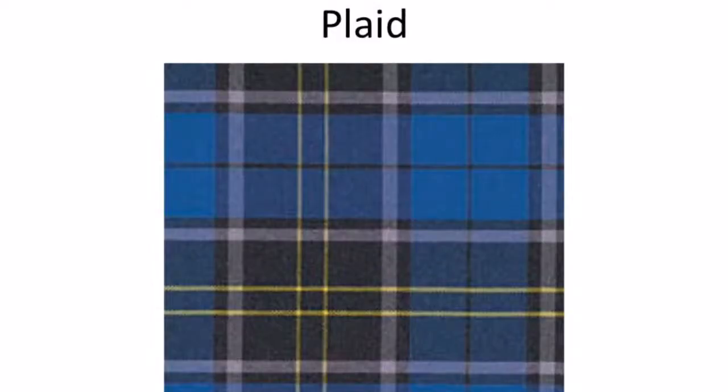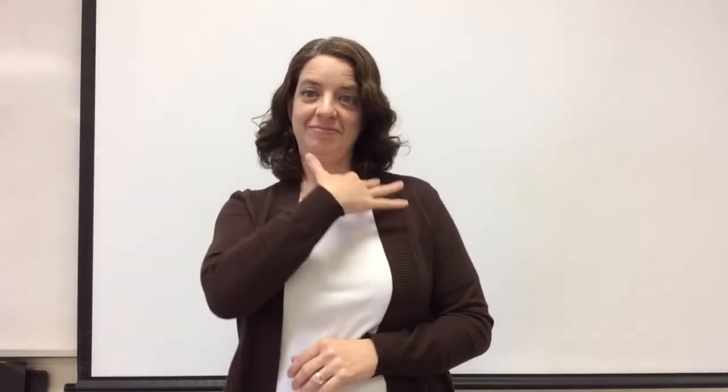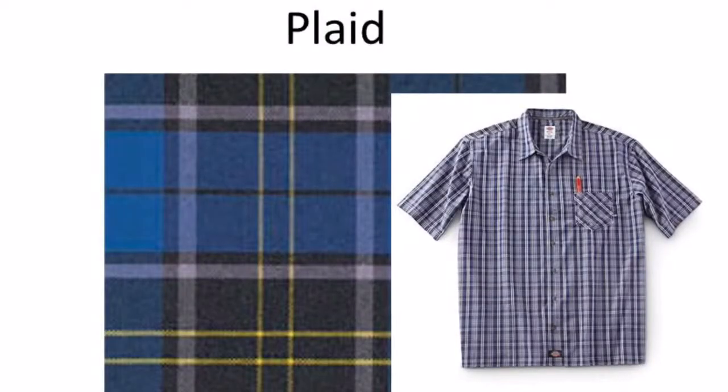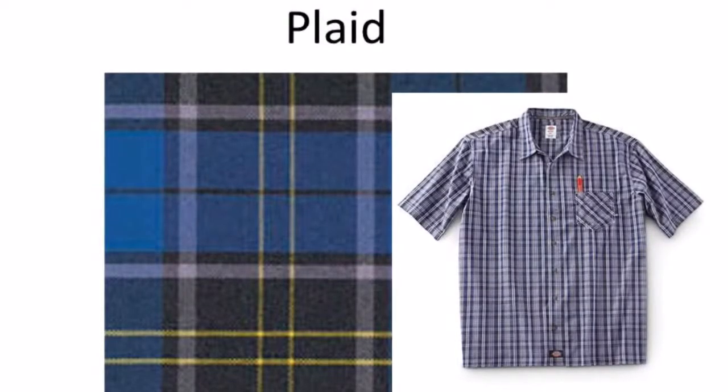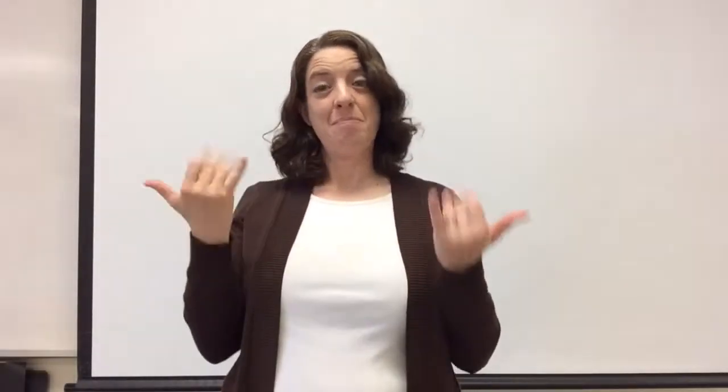So now let's talk about plaid. Plaid goes down and then across, like this. So it both goes horizontal and vertical. But now, think about this shirt. Is that the same? Not quite.